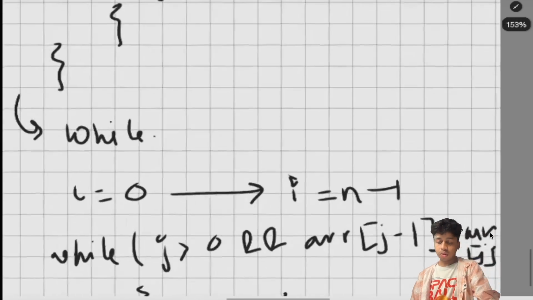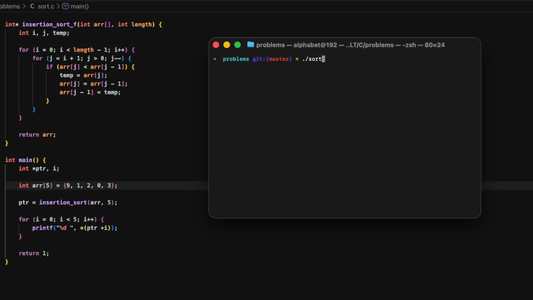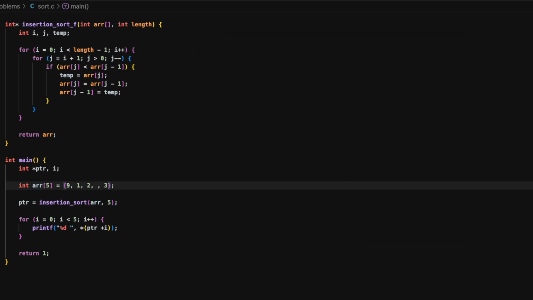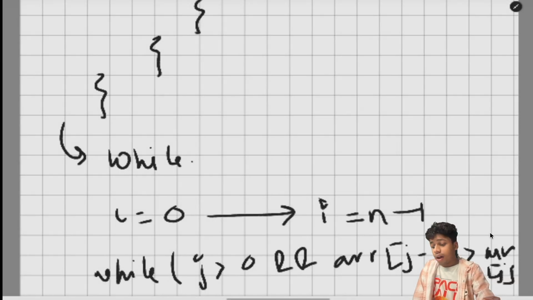So this was the insertion sort. From the next video, we will start the linear search and binary search algorithm.